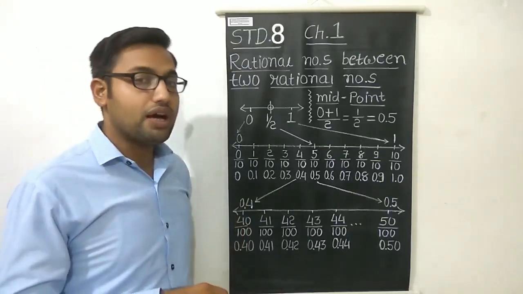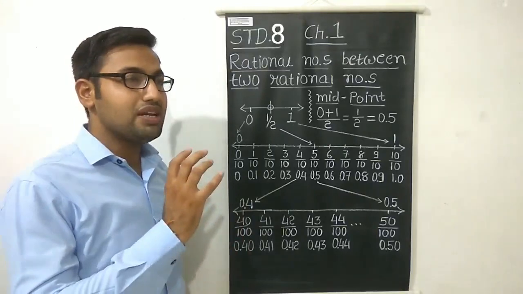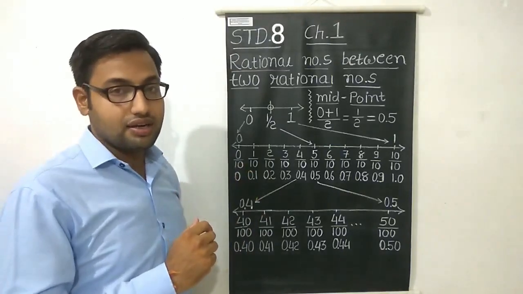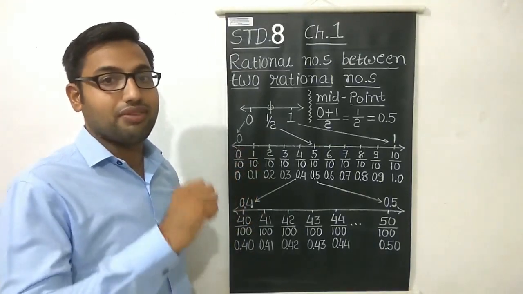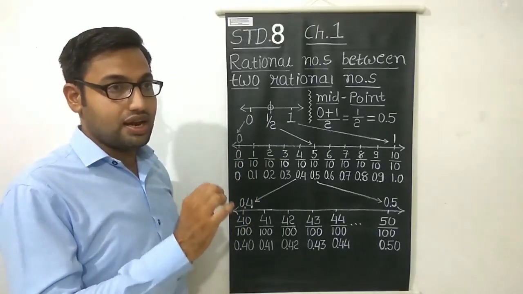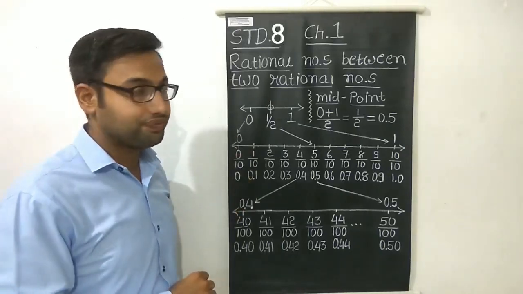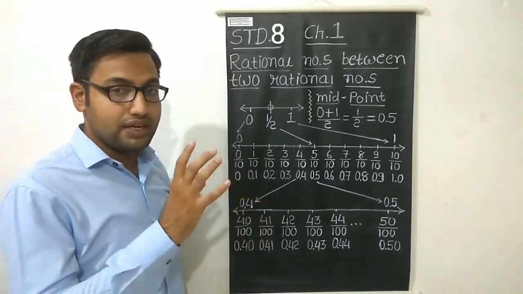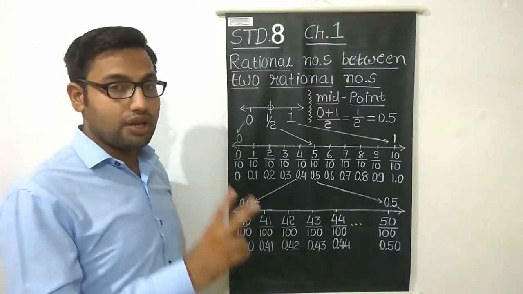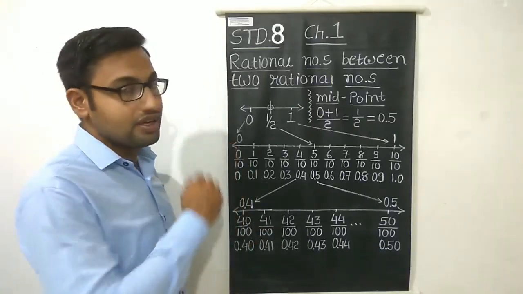So if you ask the question, how many natural numbers are there between 1 and 7? You can answer that there are 2, 3, 4, 5 and 6 between 1 and 7. In the same way, you can easily answer this question for the whole numbers and integers. So what is the case for rational numbers?